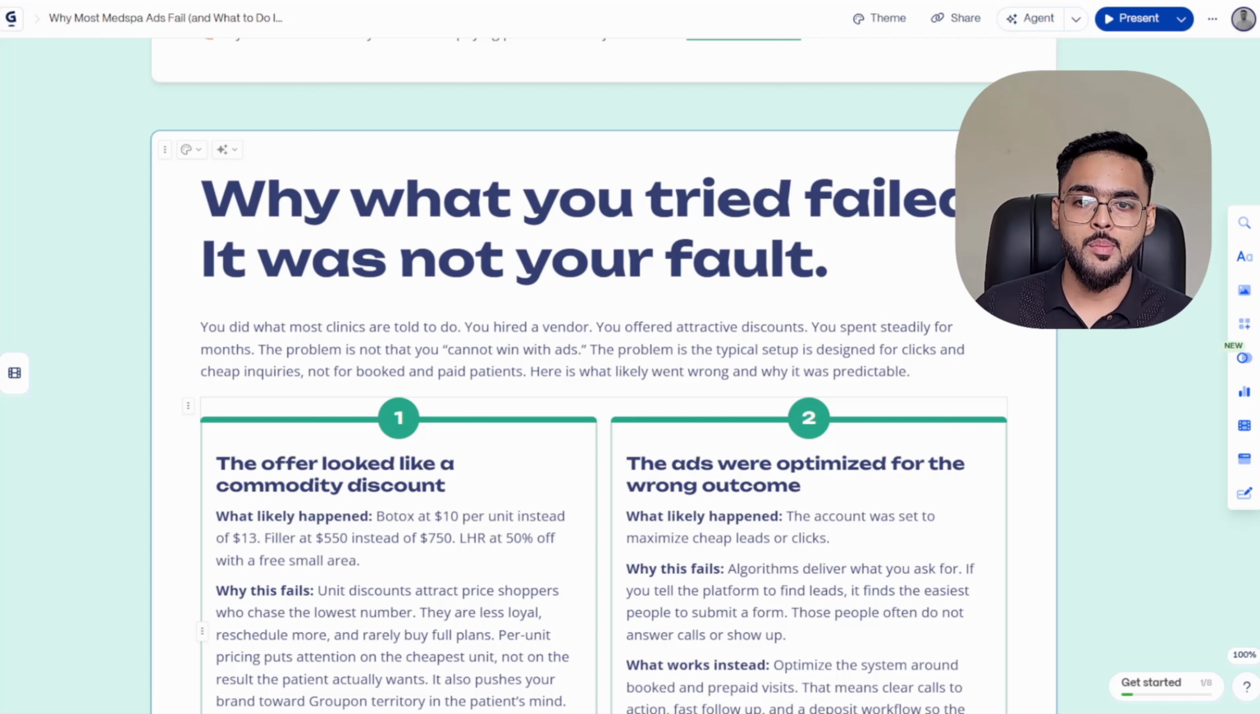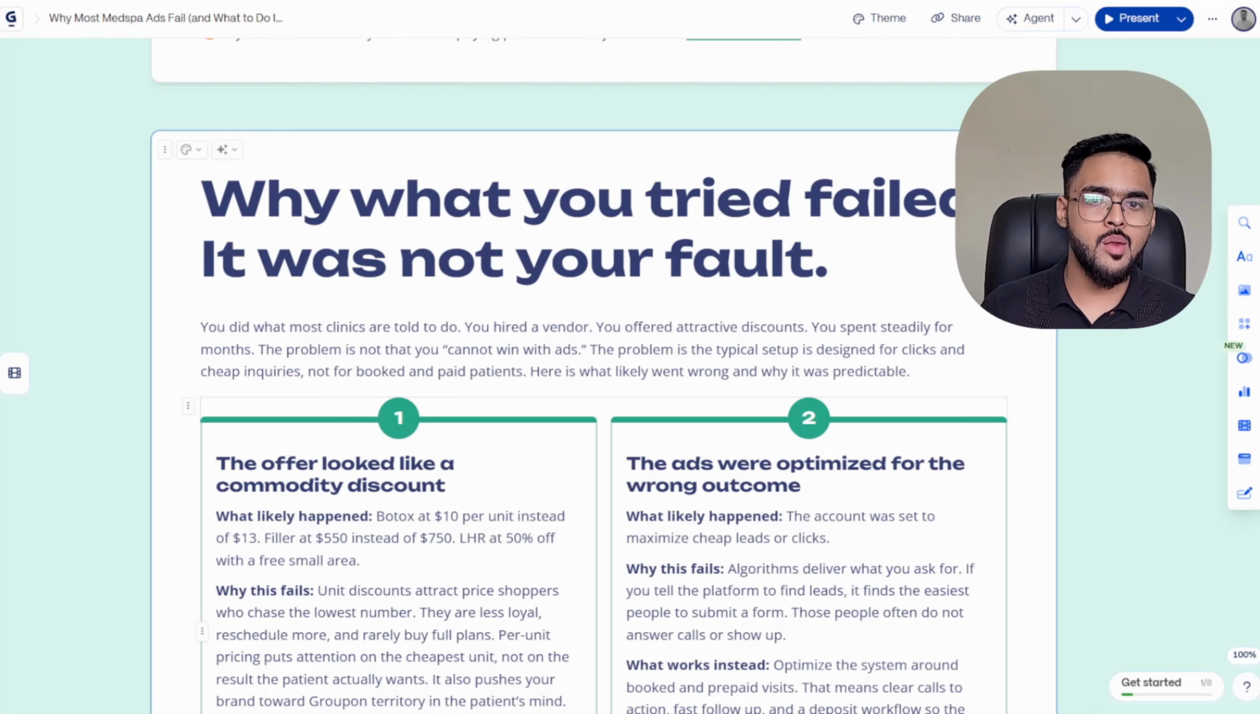How do I know this? Because I've seen it happen over and over again. What I'm about to show you is a different approach. Instead of running ads for unit discounts or session discounts, we build a full patient acquisition system. A package that feels premium but safe to try, a deposit so only serious patients book, and instant follow up so no one slips through the cracks. And I'm going to show you how you can do this yourself. This is how ads stop being a cost and start bringing in actual paying patients. So let's break this down.